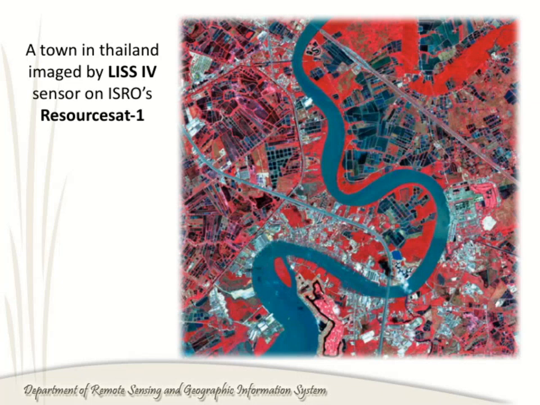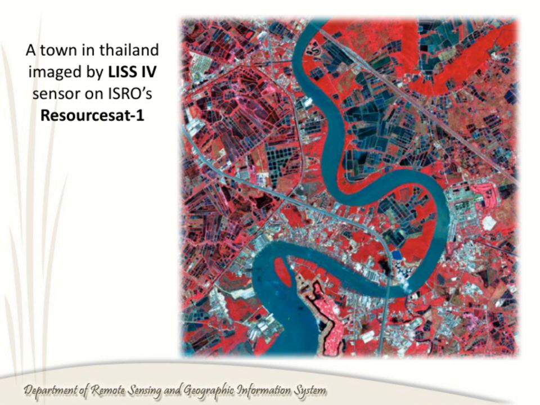Here, we have an image of a town in Thailand, captured by the LISS IV sensor on ISRO's ResourceSat-1 satellite. What's really interesting about this slide is how it showcases the capability of remote sensing technology to observe and analyze specific regions on Earth from space. The LISS IV sensor is known for its high-resolution imaging, which allows us to see detailed features of the landscape.